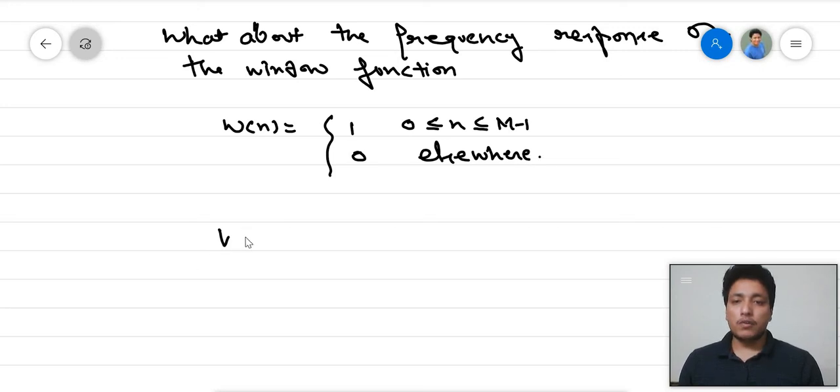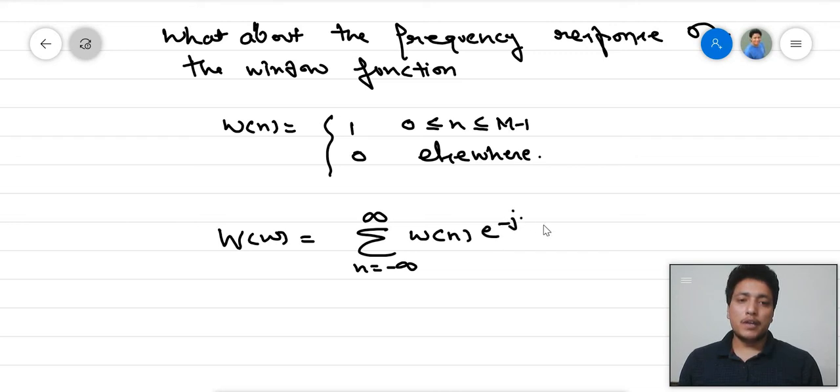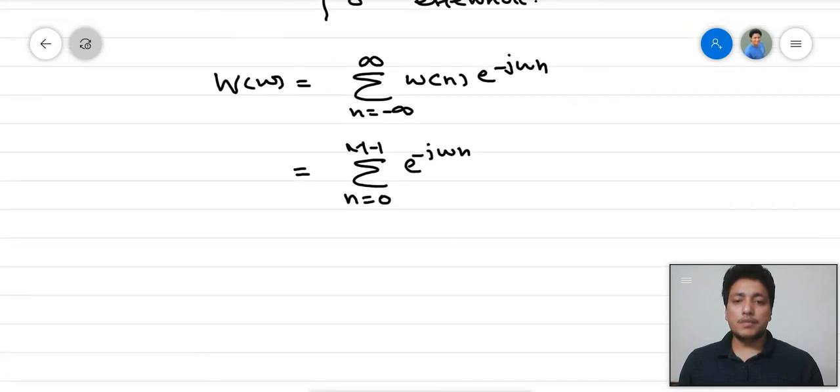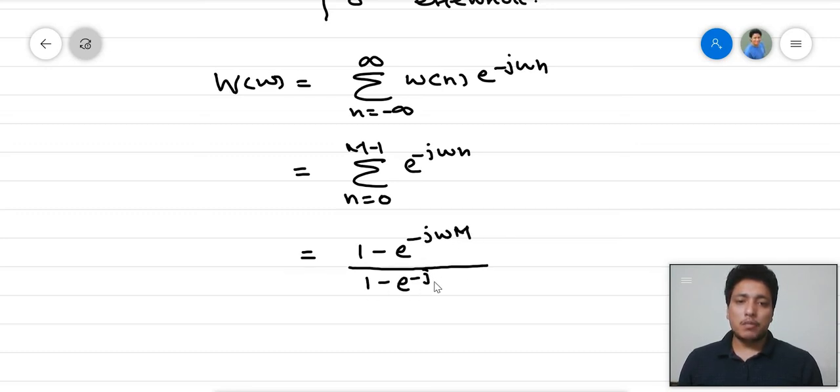If we want to find W(omega), that will be equal to the summation over n from minus infinity to infinity of w(n) e to the power minus j omega n. Now this w(n) is defined from n equals 0 to M minus 1, so the sum of exponential minus j omega n. This is a finite GP series, so we can directly apply the GP formula, that is 1 minus exponential minus j omega M over 1 minus exponential minus j omega.